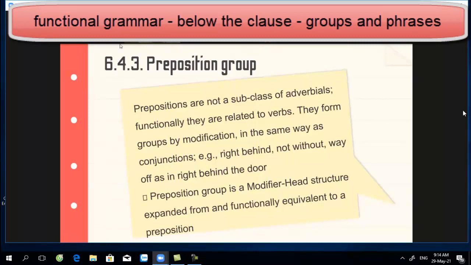So, the prepositional group. Prepositions are not a subclass of adverbials. Functionally, they are related to verbs. They form groups by modification in the same way as conjunctions, for example, right behind, or not with, as in right behind the door. A preposition group is a modifier-head structure expanded from, and functionally equivalent to, a preposition.